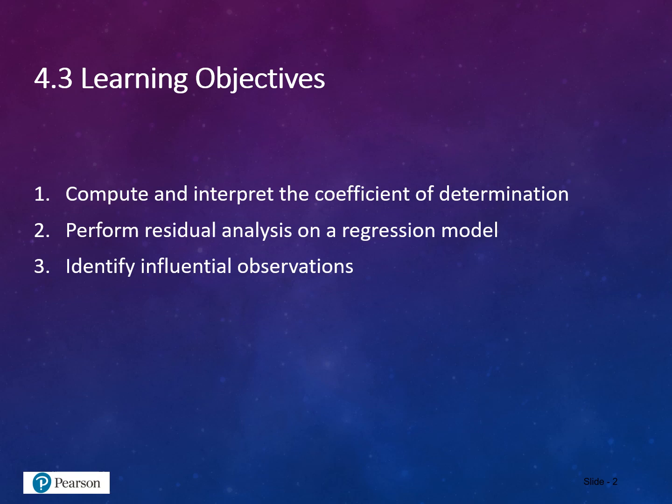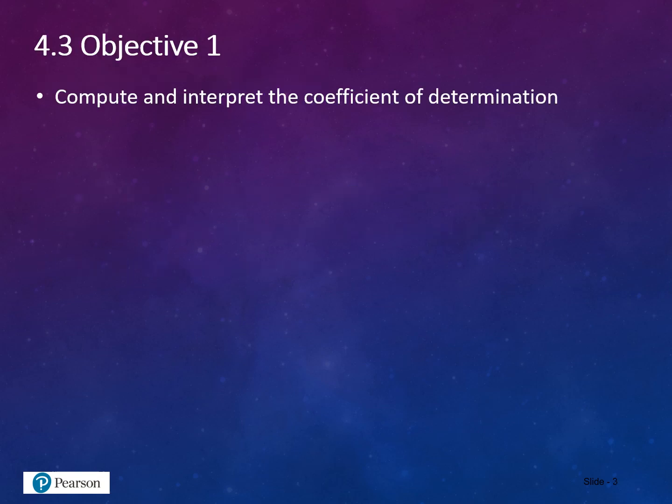We're going to look at computing and interpreting the coefficient of determination. We're going to perform residual analysis on a regression model and identify influential observations. First objective is to compute and interpret the coefficient of determination.